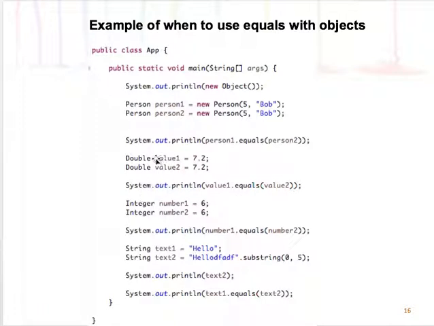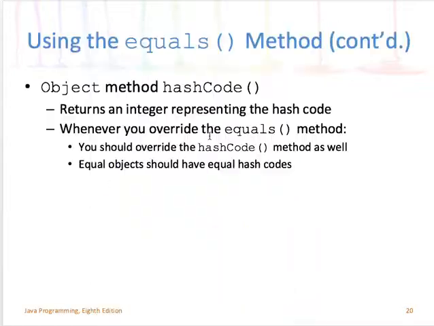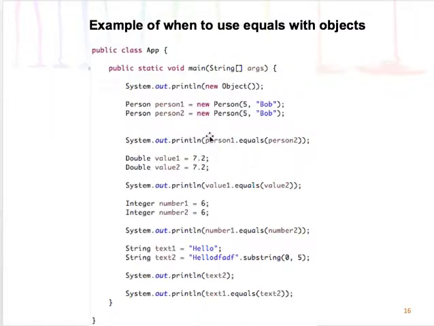So here's an example of one. We have a public static void main with a person instance. Let's see, we have equals there. That's not what I'm looking for. Yeah, that's fine. Right here we have System.out.println(person1.equals(person2)). So you see where we're using equals.